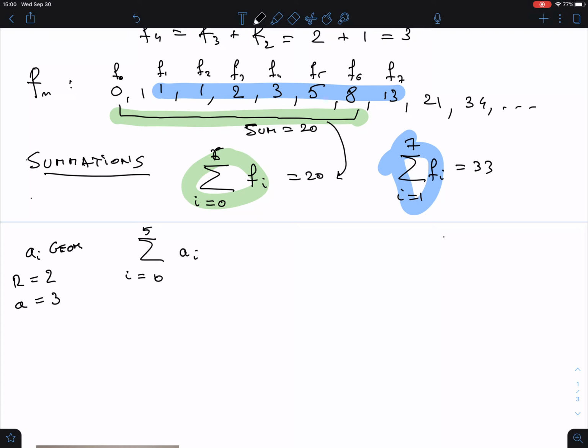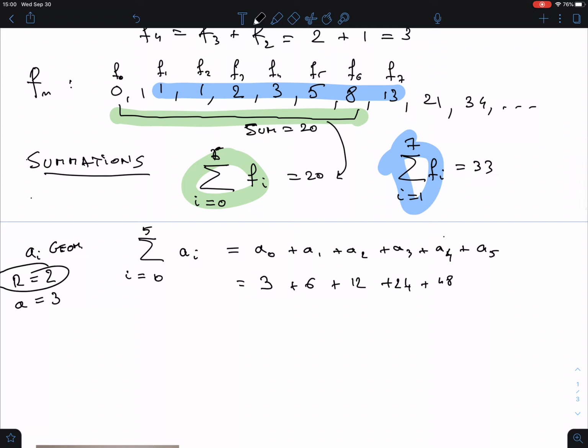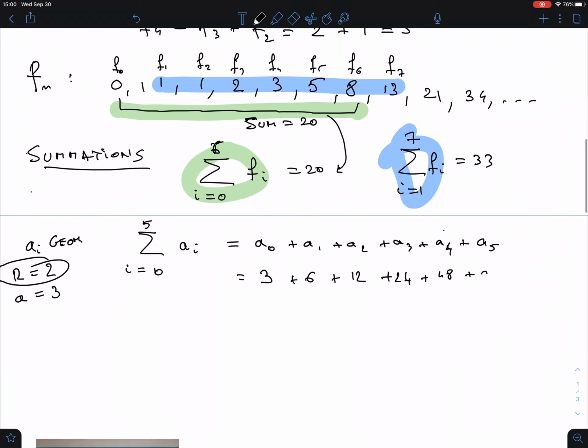Okay, so what would that be? Well, let's write them up. This is A0 plus A1 plus A2 plus A3 plus A4 plus A5. What is A0? Well, that is the initial term, 3. And A1 is just obtained by multiplying with a fixed ratio, in other words, doubling. 6 plus 12 plus 24 plus 48. 1, 2, 3, 4, 5, and one more, right? I go up to 5, that's actually 6 terms that I'm calculating. And so doubling that one is 96.